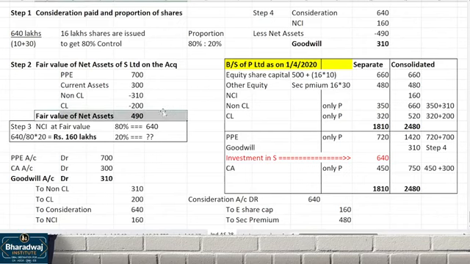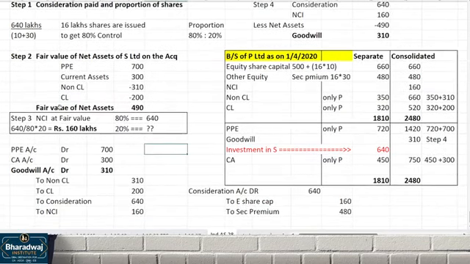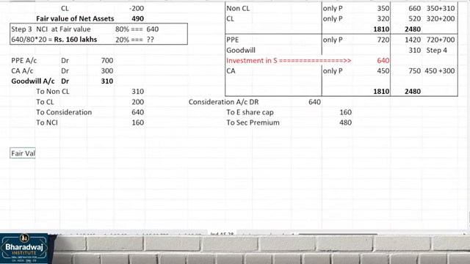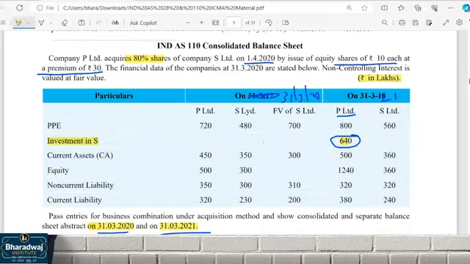What was the fair value of net assets at the beginning of the year? 419. Let us work out the fair value of net assets at the end of the year, that is as on 31st March 2021. Look, what is given at the end of the year? Tell me, what is the fair value of net assets of the subsidiary company? 560, 360 minus 320 and 240.